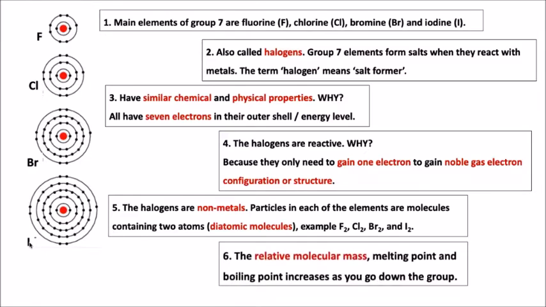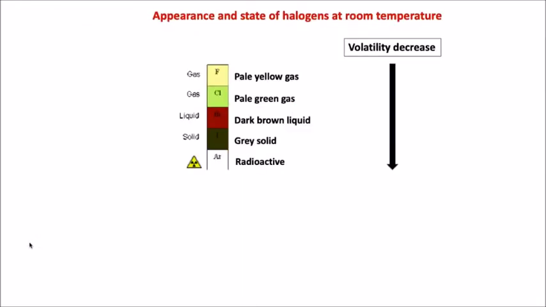Number 6, the relative molecular mass, melting point, and boiling point increase as you go down the group. I'll be talking more about the melting and boiling points later on, so I don't want you to panic at this stage. So the relative molecular mass, melting point, and boiling point increase as you go down the group. I'll be giving you reasons later on in the lesson.